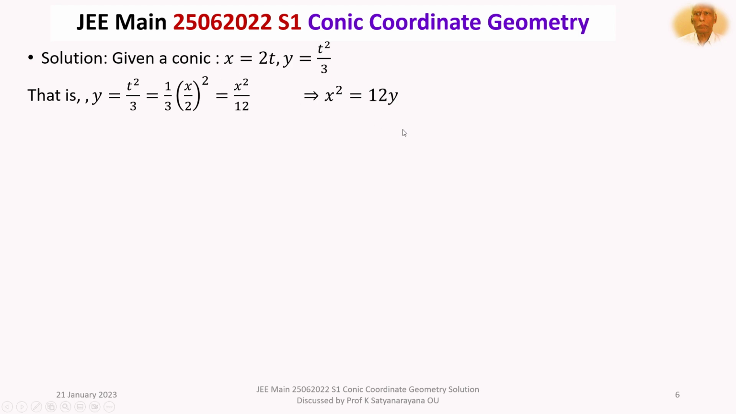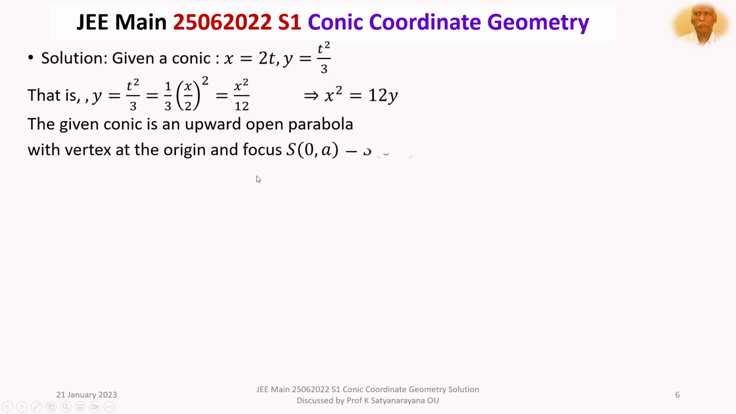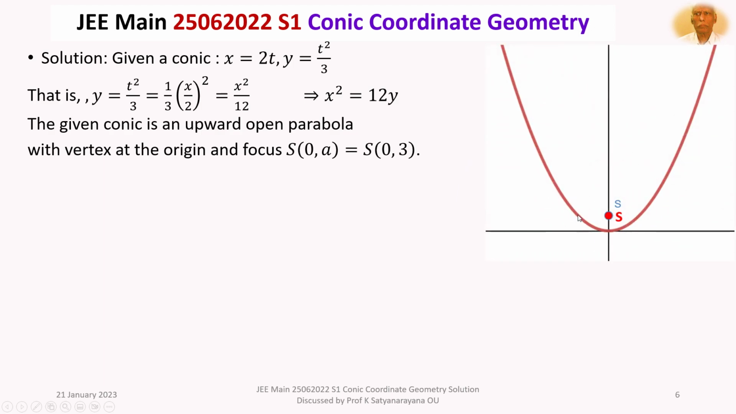So the given conic is an upward open parabola with vertex at the origin, the focus S at 0 comma a, where we have 4a is equal to 12, therefore a is 3, the focus S is at 0 comma 3. So that's the parabola opening upwards, vertex at the origin, and the focus S at 0 comma 3, and the axis of the parabola is the y-axis.